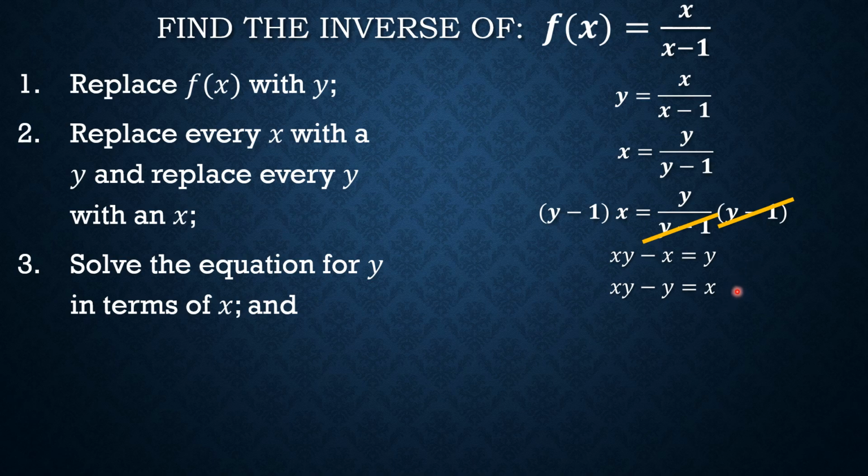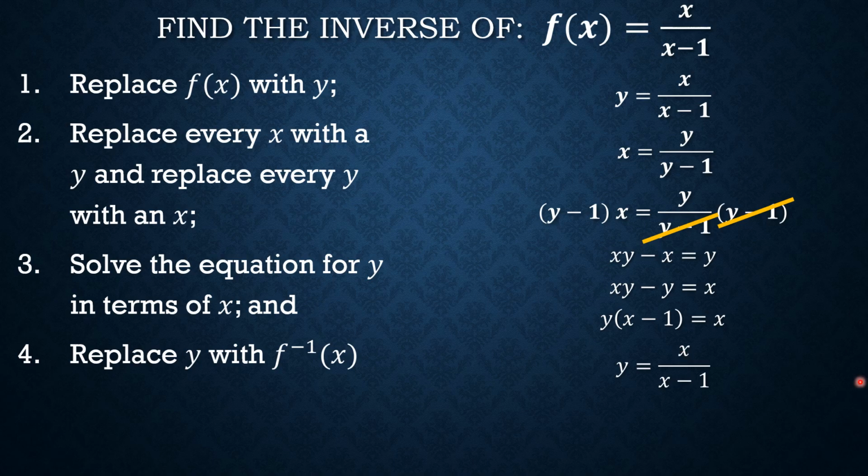Next step, let's factor out y dito sa left side. Na-factor out na natin. So, y times the quantity x minus 1 equals x. And next step, we will divide both sides by x minus 1. Bakit? Para y na lang ang matira. So, dividing both sides by x minus 1, the result will be y equals x all over x minus 1. And for the last step, check na y na yung natira dito. We're going to replace y with f inverse of x. So here, ang inverse daw ng x over x minus 1 is the same lang, x over x minus 1.